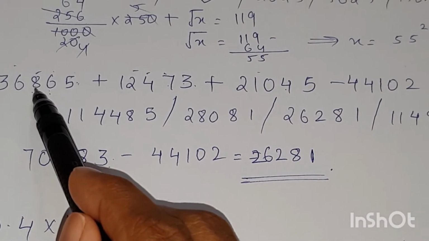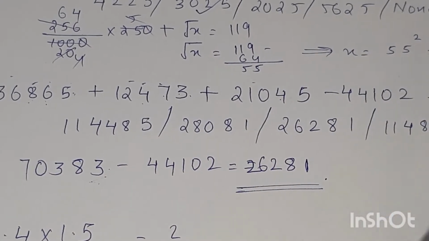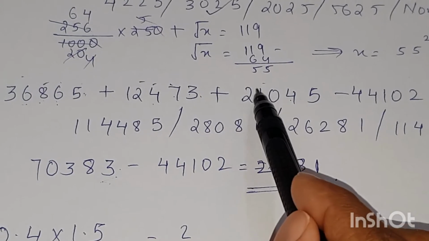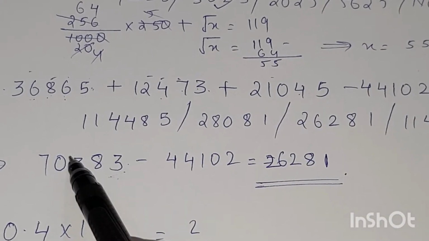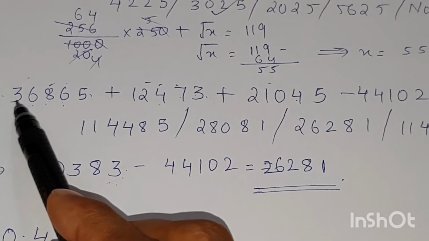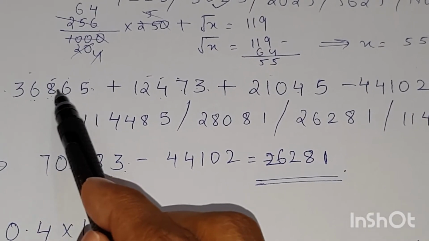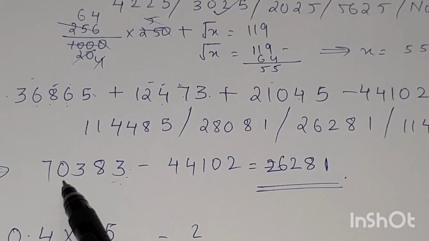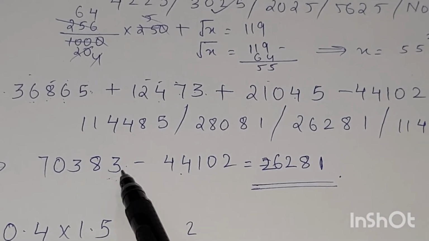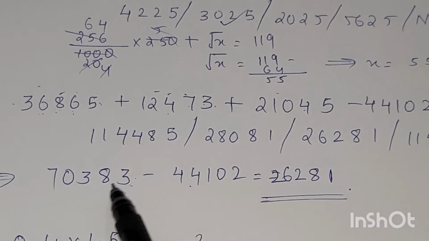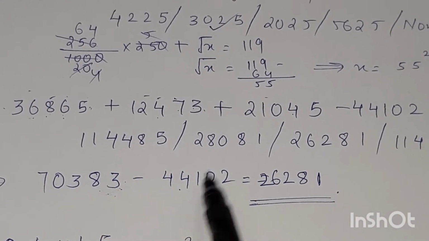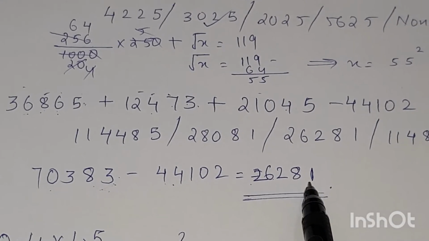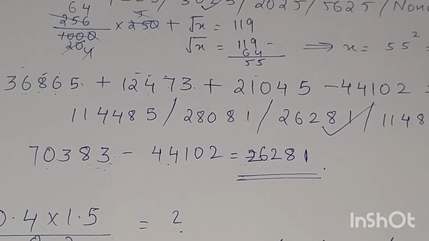Then hundreds place, 8 plus 4 is 12, then remainder 13, remainder again 1. Then thousands place, 6 plus 2 is 8 plus 1 is 9 plus that remainder is 10, so write 0 here, again remainder 1. Then the last digit, that is the ten thousands place, that is 3 plus 1 is 4 plus 2 is 6 plus that remainder is 7, so 70383 minus 44102. Here again units place, 3 minus 2 it is 1, 8 minus 0 it is 8, 3 minus 1 it is 2, then 10 minus 4 it is 6, then 6 minus 4 it is 2. So the answer is 26281, third option.